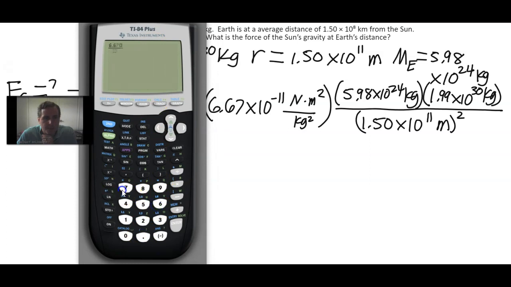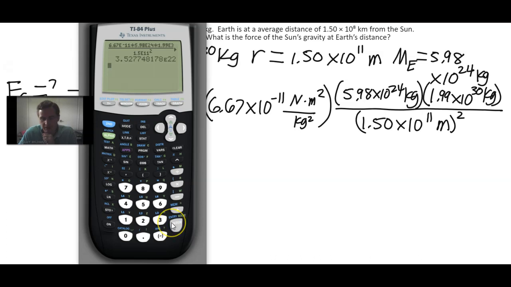So we're going to go 6.67 times 10 to the minus 11th power times 5.98 times 10 to the 24th, that's kilograms, times 1.99 times 10 to the 30th, and we'll go down and divide that by 1.50 times 10 to the 11th, and we'll have to make sure we square that in the denominator because of the inverse squared law. Okay, so we have this number.